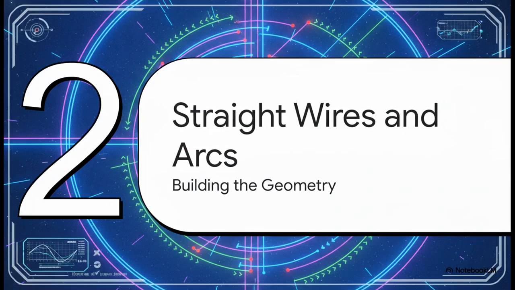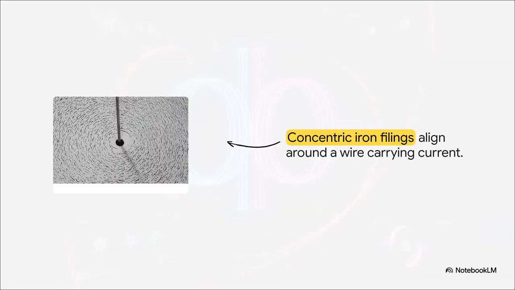Moving right along to Section 2, straight wires and arcs. Now we get to build the geometry and see what happens when we integrate that foundational law along a full physical wire. Just look at this. This brilliantly illustrates our math in the real world. If you run a straight wire carrying a current straight down into a flat surface, and you sprinkle some iron filings around it, those filings physically align into perfect concentric circles. It's an absolutely stunning visual confirmation of the math.